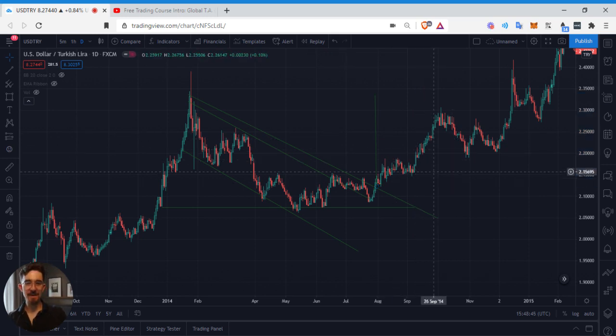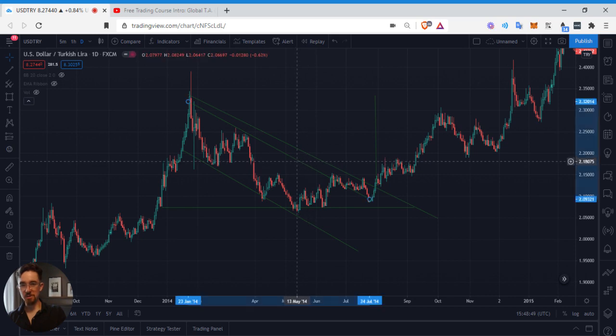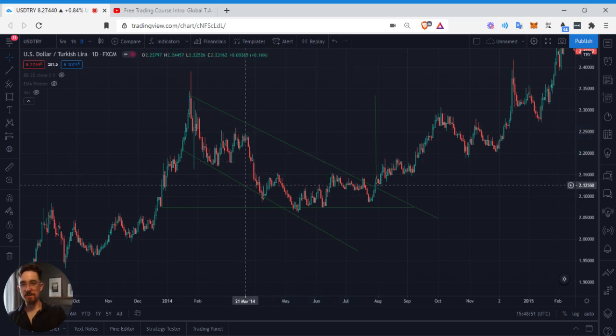Let's see. So again, how you would trade this, we can get rid of this. Let's use the descending triangle. So remember, we just talked about a symmetrical triangle. Now we're on descending triangle.